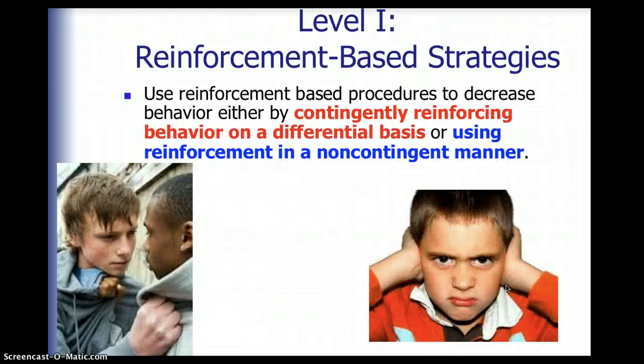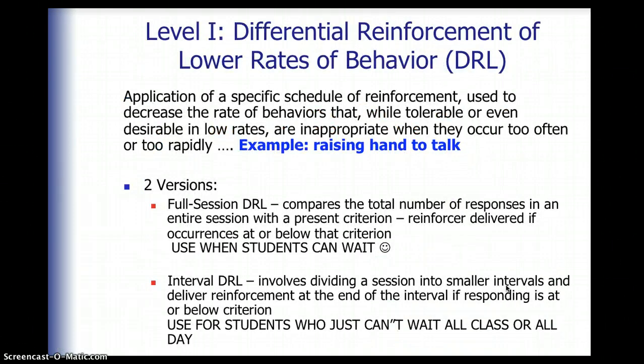When you think about level 1, and we're thinking about behaviors like kids who are defiant, kids who are fighting, we want to make sure that we're decreasing behavior by either giving very specific contingent reinforcement for a different, more appropriate behavior, or we're using that reinforcement in a non-contingent manner. So ideally, we can think about differential reinforcement of lower rates of behavior. And this is used to decrease a behavior that, while it's tolerable at low rates, it's inappropriate if it happens too much.